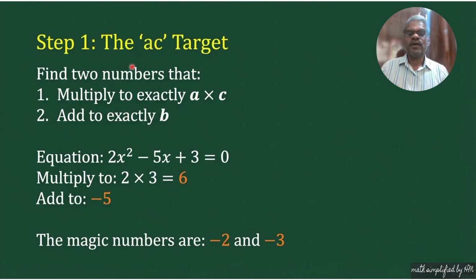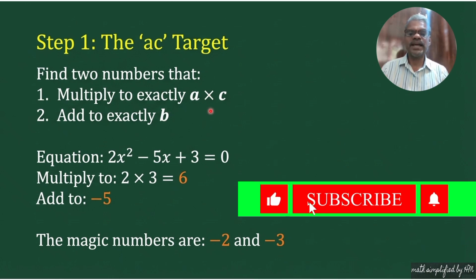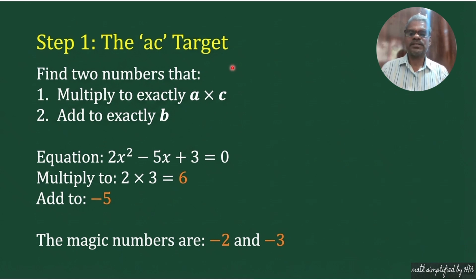Step 1, the AC target. Find two numbers that multiply to exactly a into c. Find two numbers that add to exactly b. Equation: 2x square minus 5x plus 3 is equal to 0.